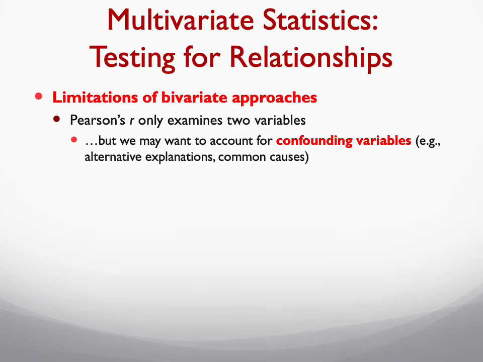But as we've been talking about throughout the semester, particularly early in the semester, we may want to account for confounding variables, such as alternative explanations and common causes, in the analysis that we're conducting. We may want to try and statistically account for some of these third variables that might be biasing our estimates of the relationship between our independent variable and our dependent variable. In order to do that, we need an analysis that can account for more than just two variables at a time. And so now we're going to talk about an analysis that can handle as many variables as you can think of, but we'll focus on just three for the moment.